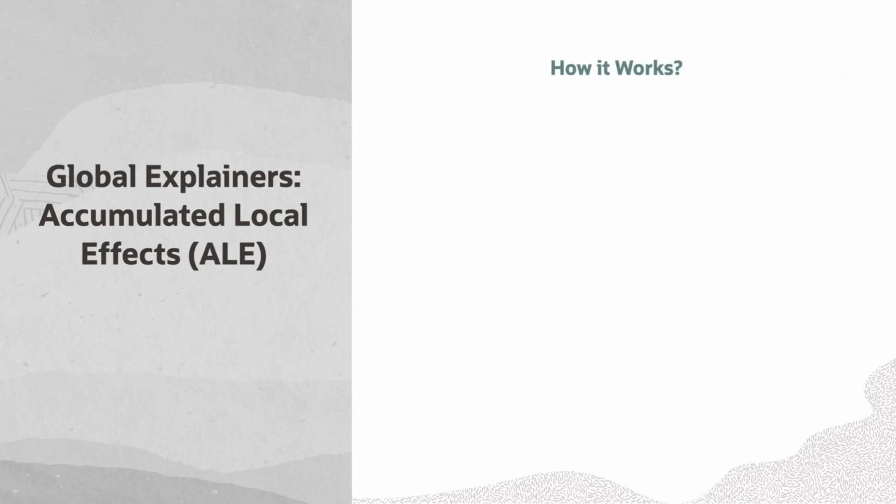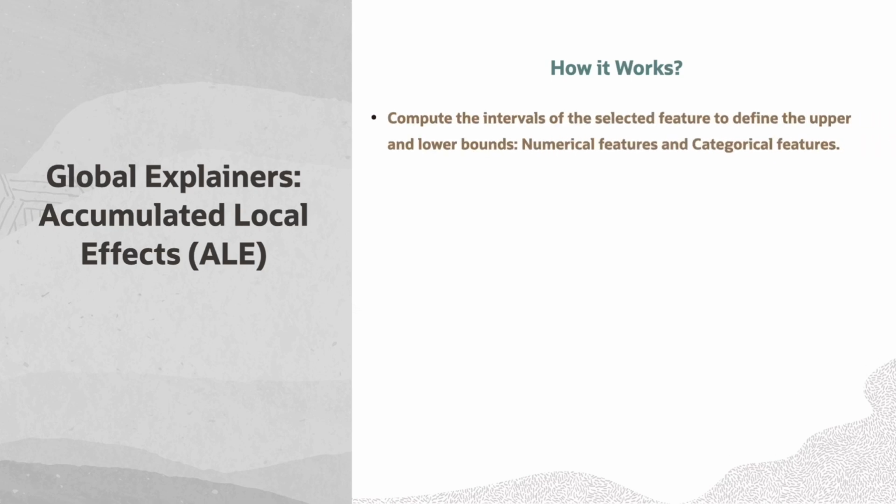So how does this work? The first step is to start with a trained model and select a feature to explain. Once you do that, you can compute the intervals of the selected feature to define the upper and lower boundaries used to compute the difference in model prediction when the feature is either increased or decreased. For numerical features, you can use the selected feature's value distribution extracted from the training dataset. MLX selects multiple different intervals from the feature's distribution to evaluate. Again, the number of intervals to use and the range of the feature's distribution are configurable.